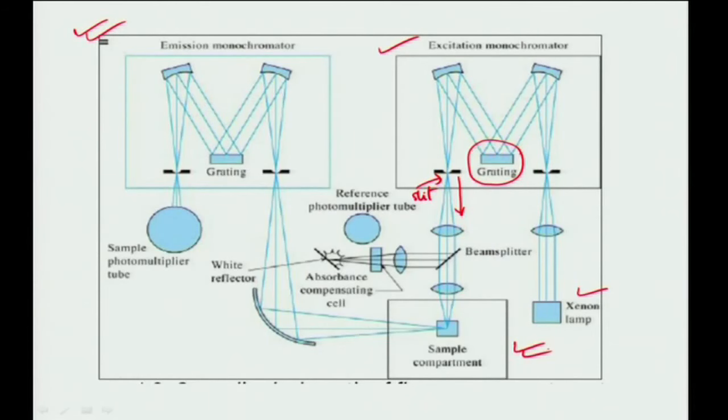This is your sample compartment. Now, I will not discuss it in detail, but I will just quickly tell you, you see there is a beam splitter here. Remember the beam splitter we had in the absorption spectrometer. In this case, one beam is going to the sample, and a part of this light is going to a compensating cell. This is called a reference sample, and it goes to a reference photomultiplier tube.